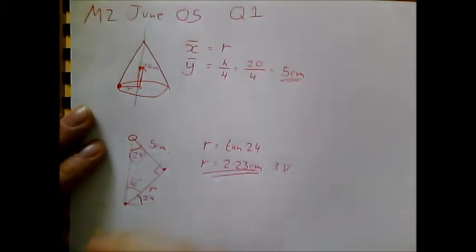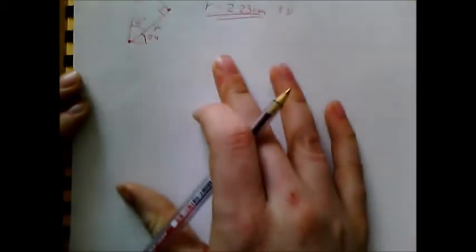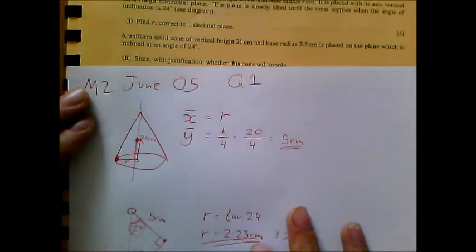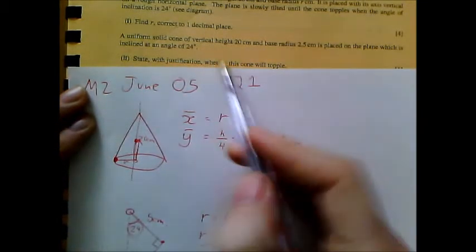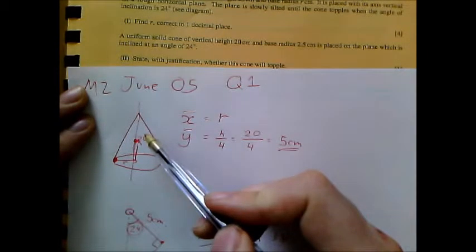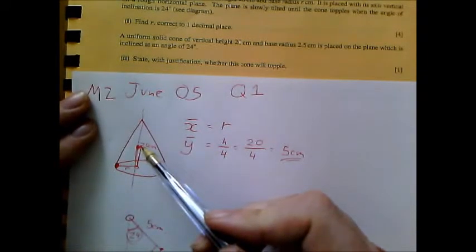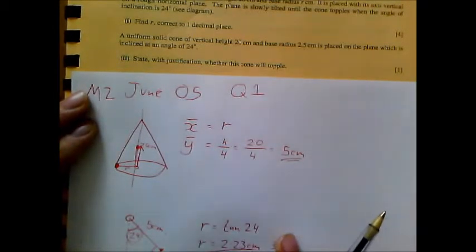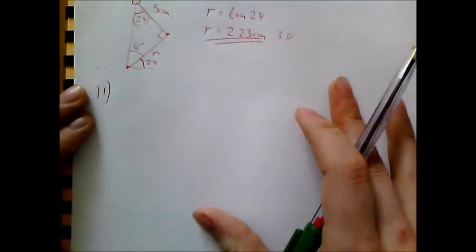Now for part 2, fortunately for us, it's not too dissimilar. If we look at question 2, we're being asked if a different cone with the same vertical height but with a different base will topple at 24 degrees. It's only worth 1 mark. You can do this a variety of different ways, but I like to take a little bit of extra time with it just to make absolutely mathematically sure that this makes sense.